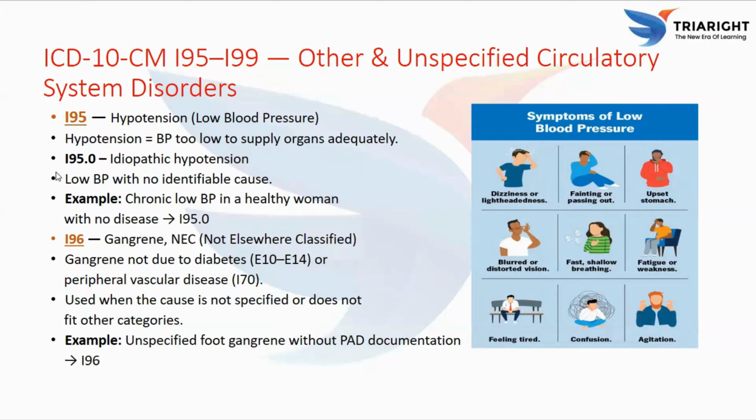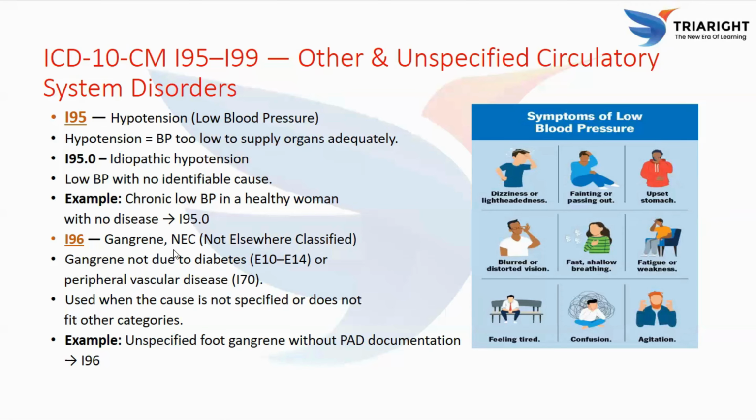So I95.0 is idiopathic hypotension. What is idiopathic? I already told you, idiopathic means no known cause. So this person has a chronic low BP, but no disease or reason is found. For example, if a healthy woman with chronic low BP is diagnosed, you have to assign the code I95.0. So this is about hypotension.